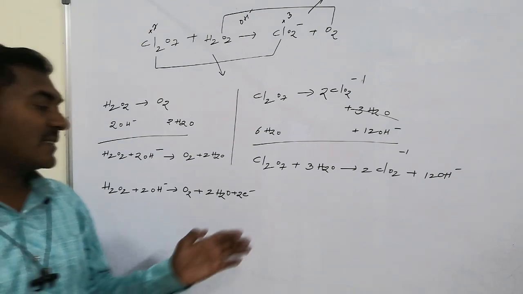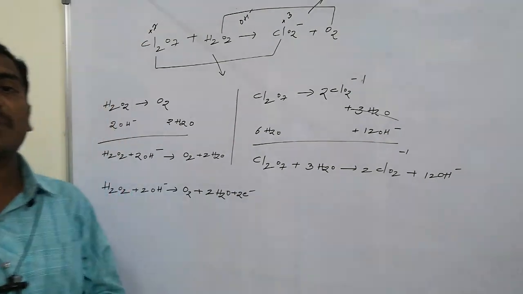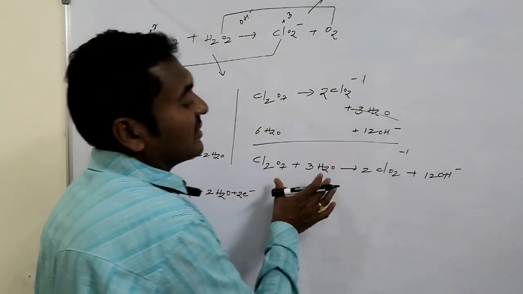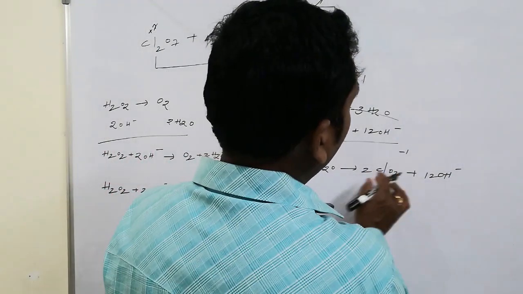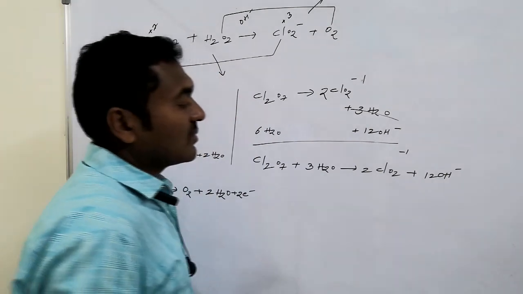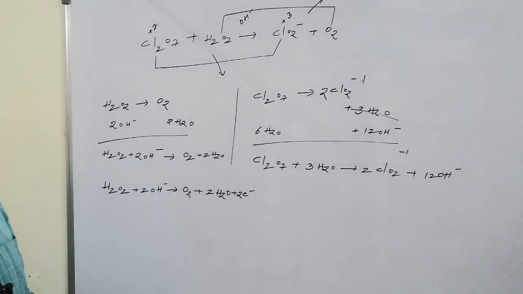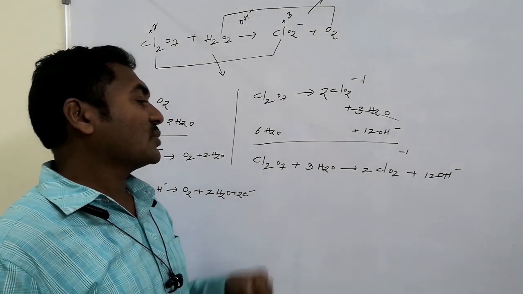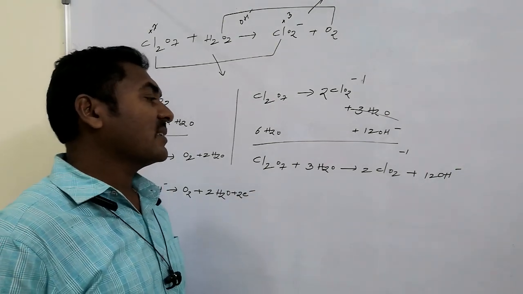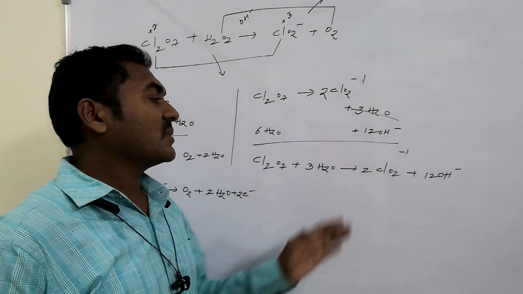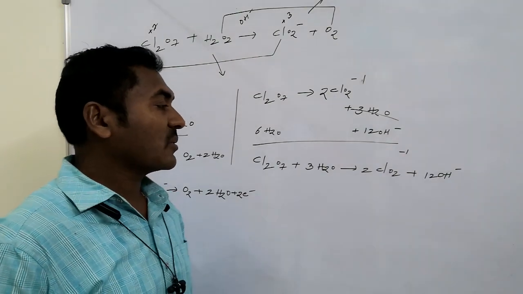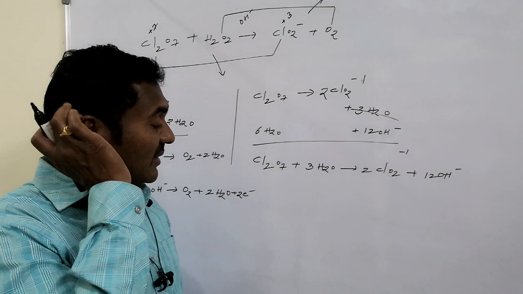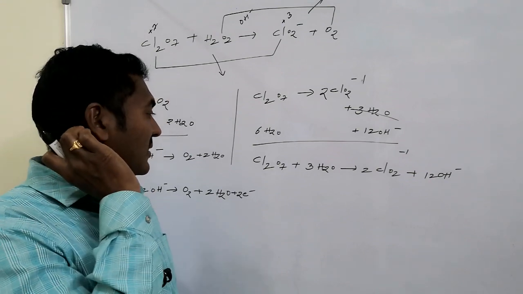If it is balanced in terms of charge, it appears as 0 charge converted to ClO2 minus, ClO2 minus, plus 3 water converted to 2 ClO2 plus 12 OH minus. So if you make the charge balanced equation, it becomes 0 charge converted to minus 1, minus 1, minus 2.